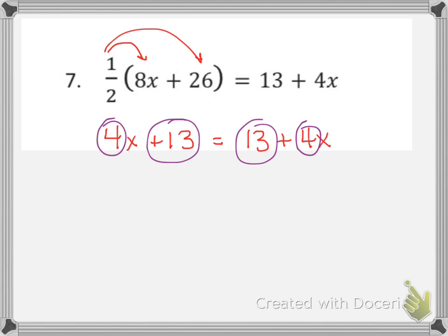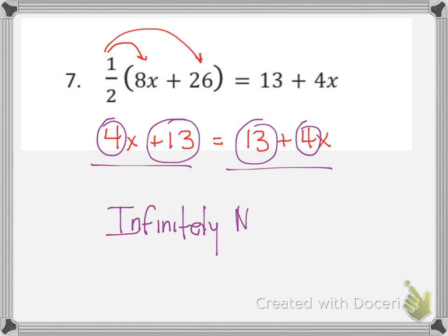So these two sides are exactly the same. They're equal to each other. So this is going to be infinitely many solutions. I could put anything in for x, and it will be equal. So infinitely many is my answer. Infinitely many solutions. All right?